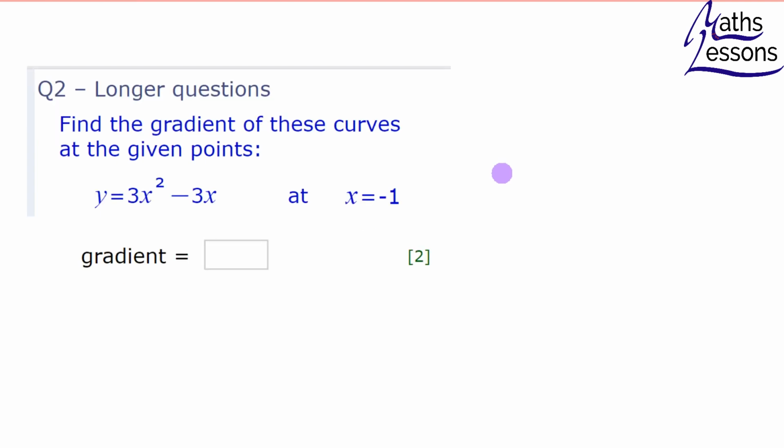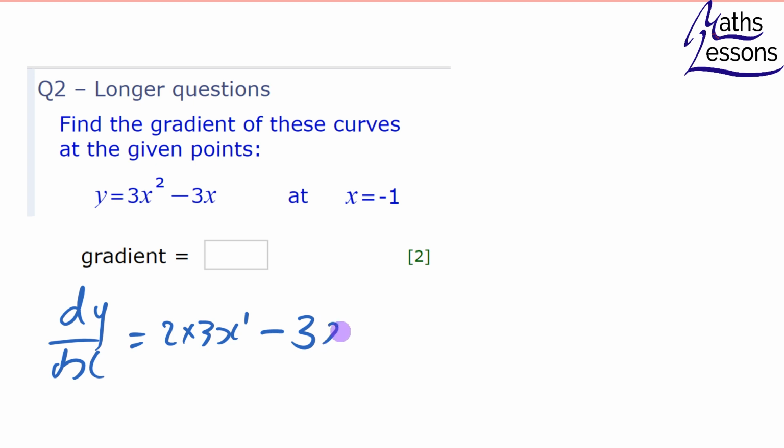Right, these longer questions, so we're going to find the gradient of the curves at the given points. So just like we did before, we're going to differentiate this. So we get dy by dx times by the power, 2 times 3. Take 1 off the power, gives me 1. Power here is 1, times by the power gives me 1 times minus 3. Take 1 off the power, see that this rule holds. You could just think of it as y equals mx plus c, just for that bit. Or you can follow the rule, it doesn't really matter.